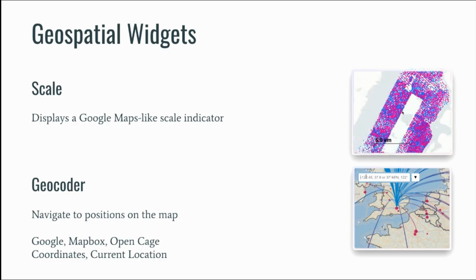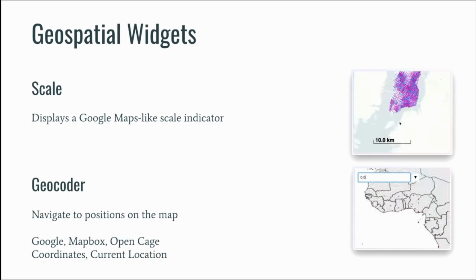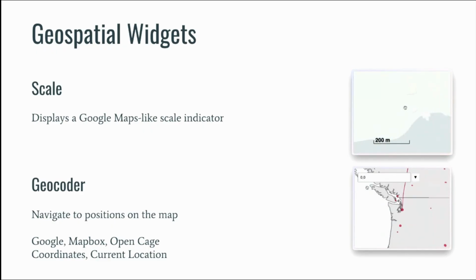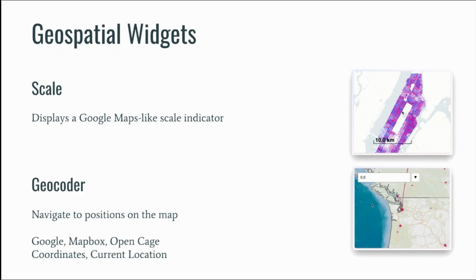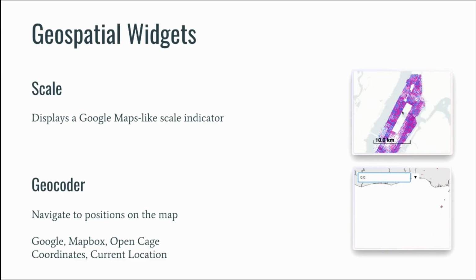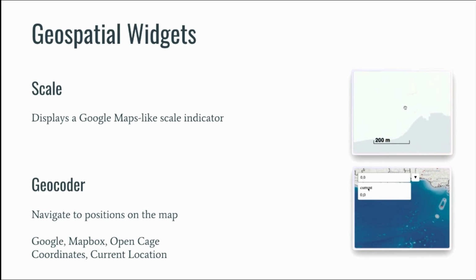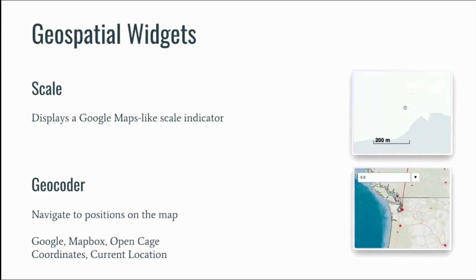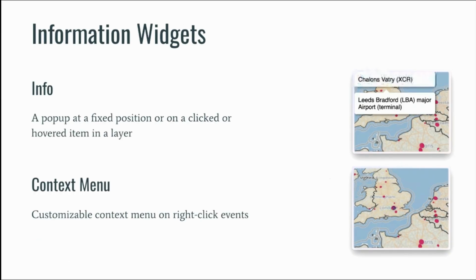And then geocoder, probably the most powerful new widget we've got. This one is really nice. It allows you to bring your own API key for Google Maps, Mapbox, OpenCage, but also if you do not have an API that you want to use in your app, you can just type in coordinates and it'll navigate to that. Or you can use the browser's current location API as well, and it'll navigate to that.